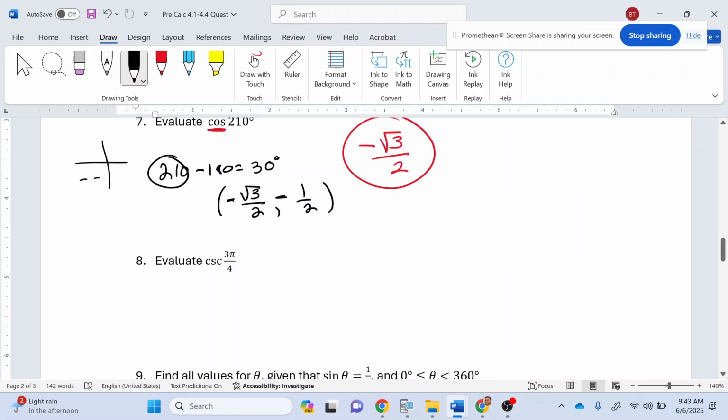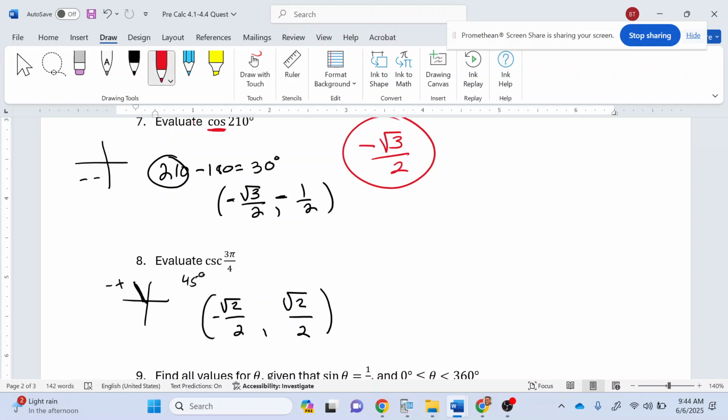All right. Evaluate cosecant at 3 pi over 4. 3 pi over 4 is in the second quadrant, and it references 45 degrees. So it's going to be root 2 over 2, comma root 2 over 2. But because it's in the second quadrant, that's negative, positive, so the x is negative. Cosecant uses y, so instead of y, it's 1 over y.